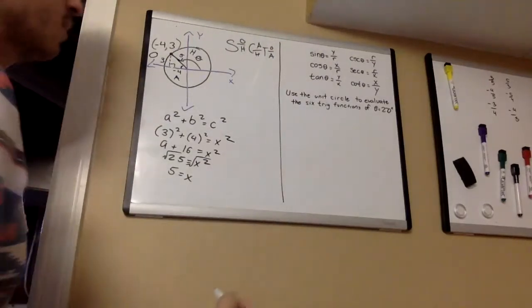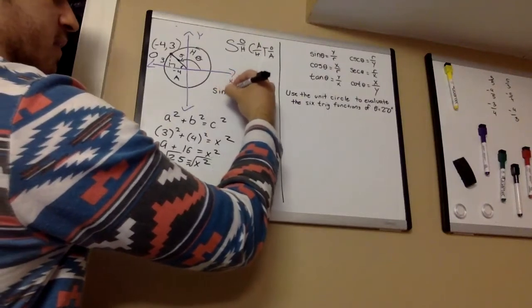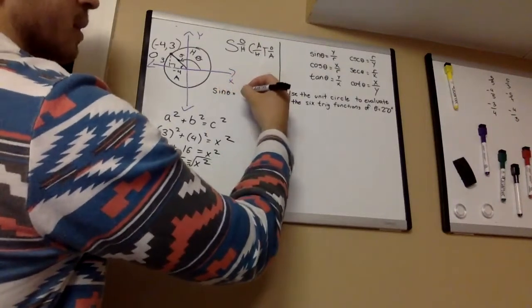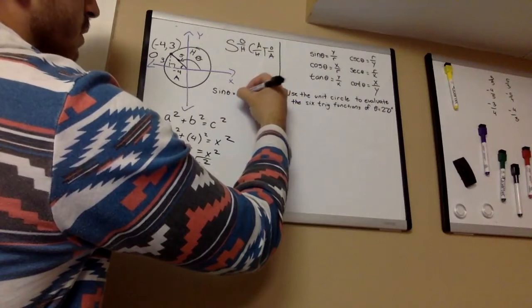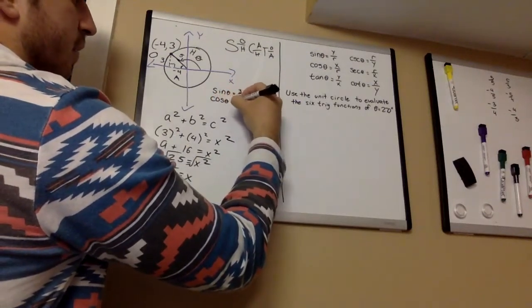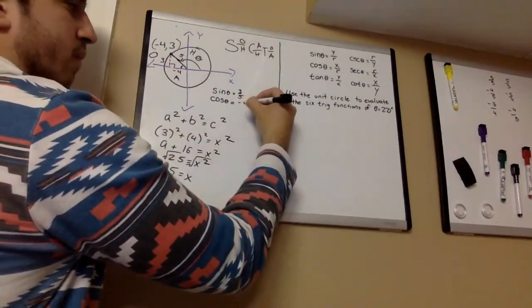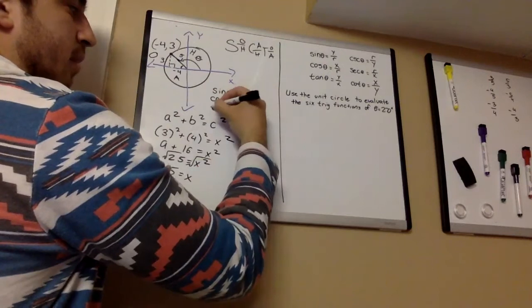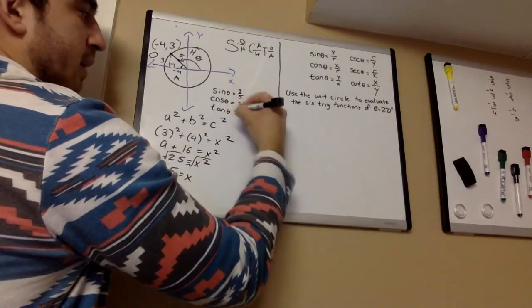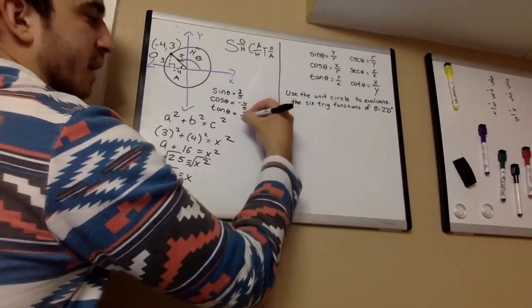So now that we can use SOHCAHTOA, our sine of theta is going to be 3/5. Our cosine of theta is adjacent over hypotenuse. My adjacent is -4, so it'll be -4/5. My tangent of theta is opposite over adjacent, so it would be 3/-4.